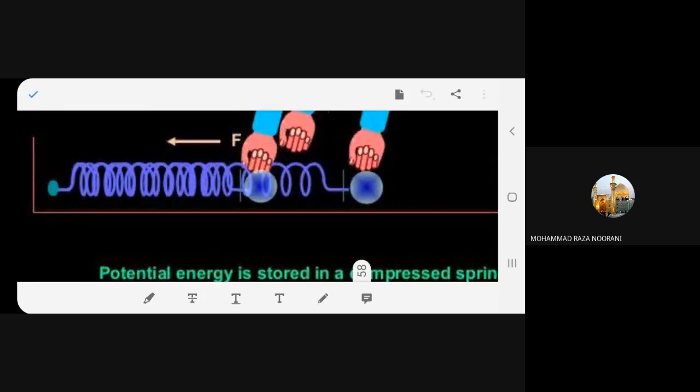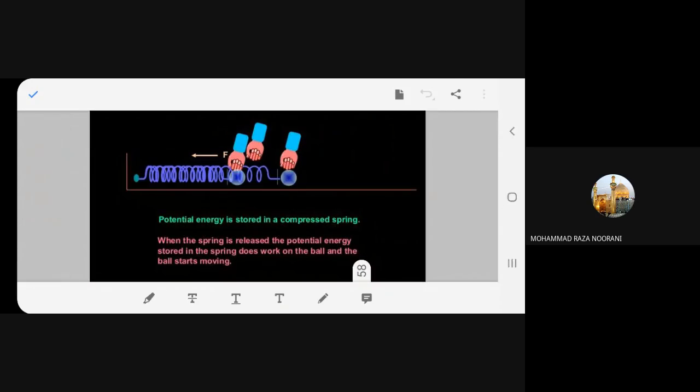So, what is the spring doing? The spring is doing work on the ball. And from where can it do the work? Because of the force. And what is force? Energy. What was the energy? Potential energy. I hope you have understood now. Yes, beta? Yes, ma'am. Fine. So, any problem regarding this slide? No.